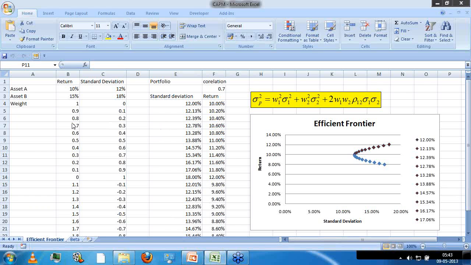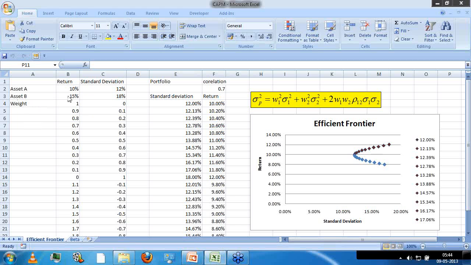So we have two different assets, asset A and asset B. The return of asset A is 10%, whereas the standard deviation, which is the measure of the risk of the asset, is 12%. The return of asset B is 15% and its standard deviation is 18%. So you can see that in this case also, if asset B is giving higher return, the risk associated with it is higher. So there is always a trade-off between risk and return. If you go for higher return, you will have to take more risk.